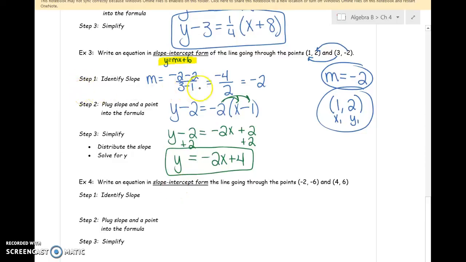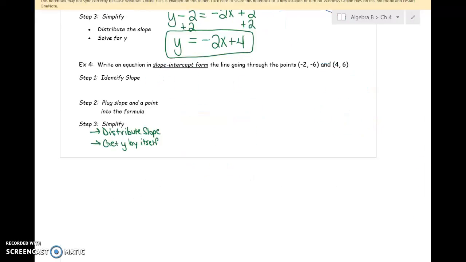First, you use the slope formula and get your slope. Next, you pick one of your points, and if I were you, I would pick the point that has positive numbers whenever possible. Step 2, you plug the slope and your point into that formula. Step 3, distribute your slope, get y by itself. All right, take a moment, try example 4 by yourself. It's following the same steps.